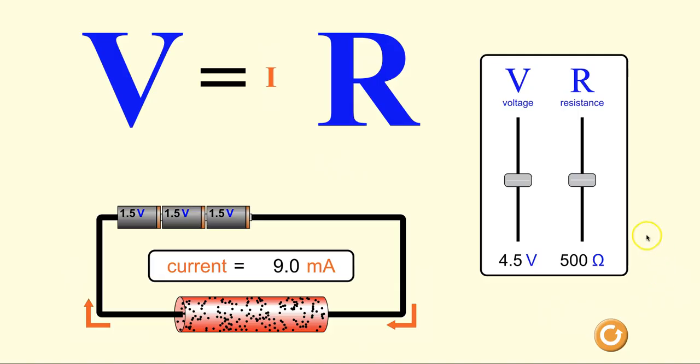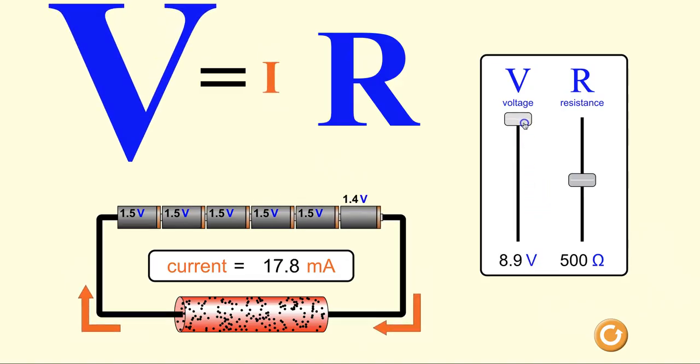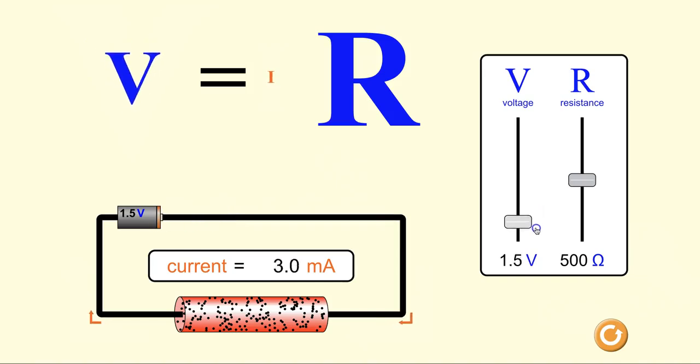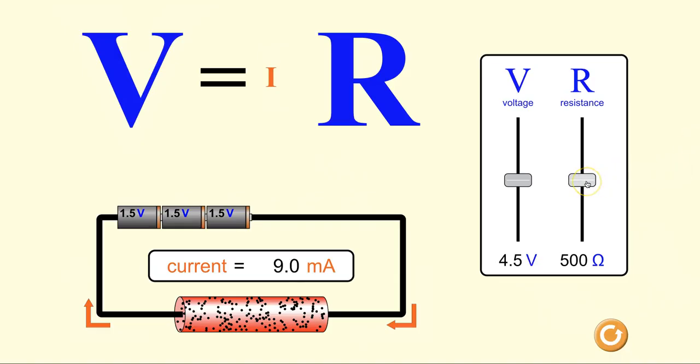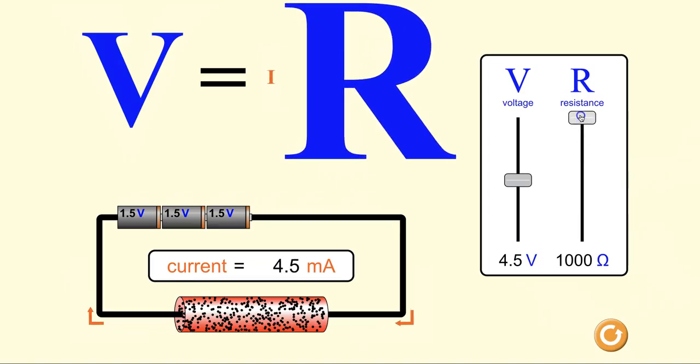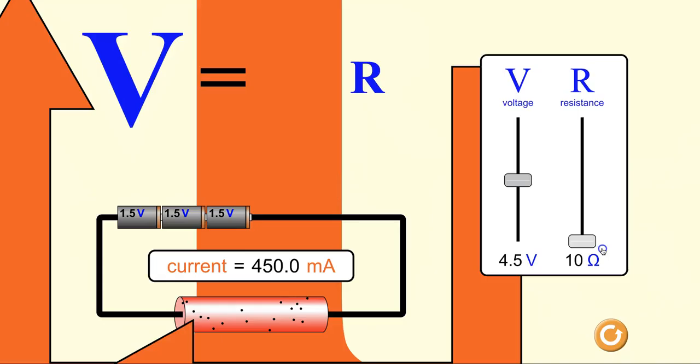For the first simulation, we kept the resistance constant at 500 ohms. We observed that as the voltage increased, the current also increased, but when the voltage decreases, the current decreases as well. For the second simulation, we kept the voltage at a constant 4.5 volts. We observed that as the resistance increases, the current decreases, but when the resistance decreases, the current increases.